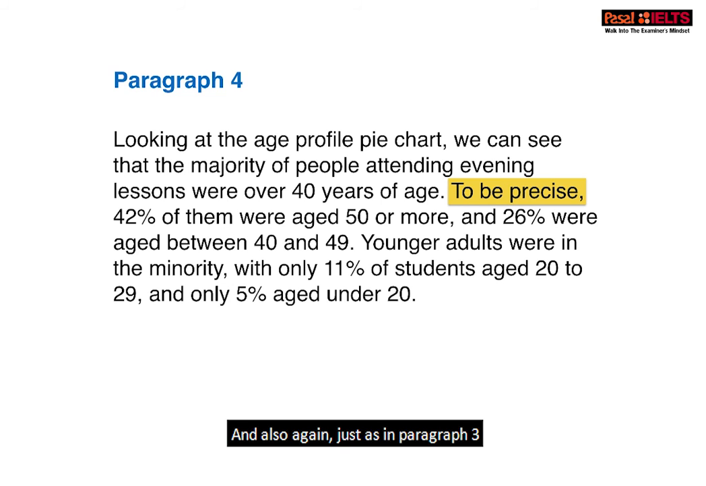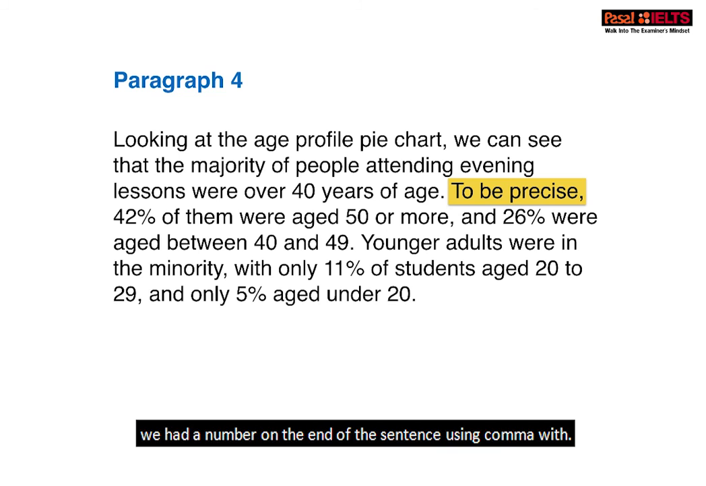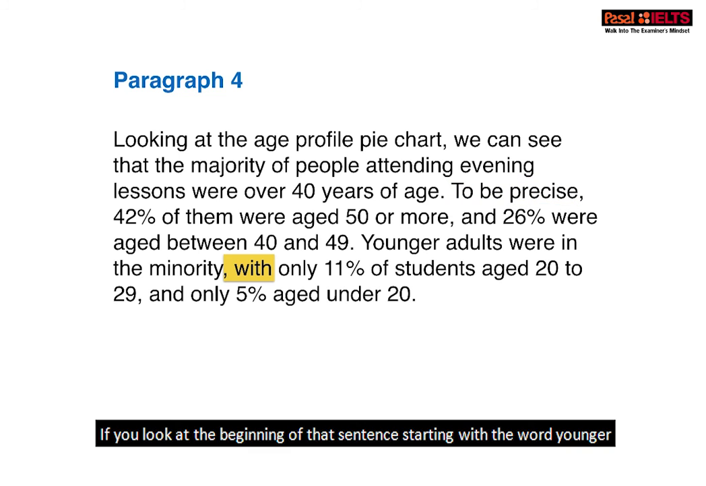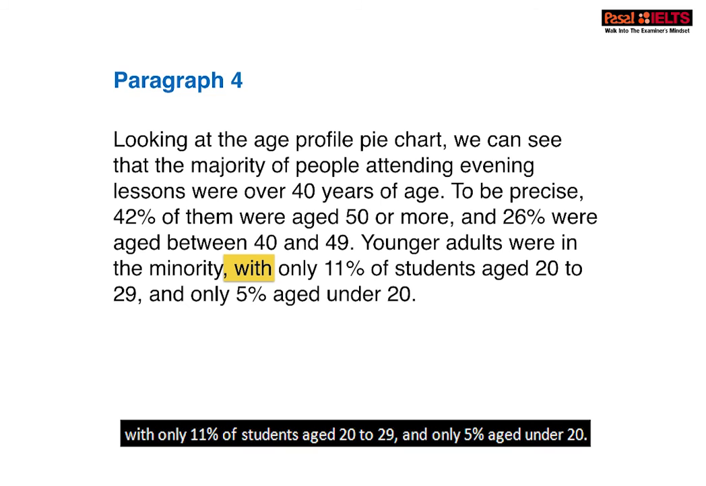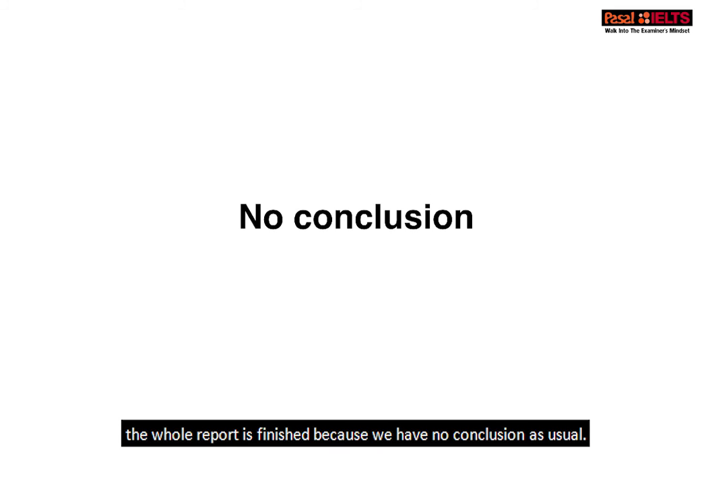And also, again, just as in paragraph 3, we had a number on the end of a sentence using comma with. If you look at the beginning of that sentence starting with the word younger, younger adults were in the minority. You could stop the sentence there, it's a full sentence. But if you want to add the number on the end, comma with, only 11% of students aged 20 to 29 and only 5% aged under 20. And that's paragraph 4 finished, and the whole essay, the whole report is finished because we have no conclusion as usual.